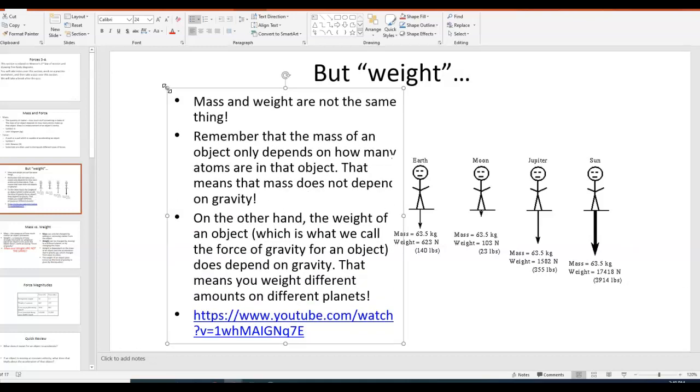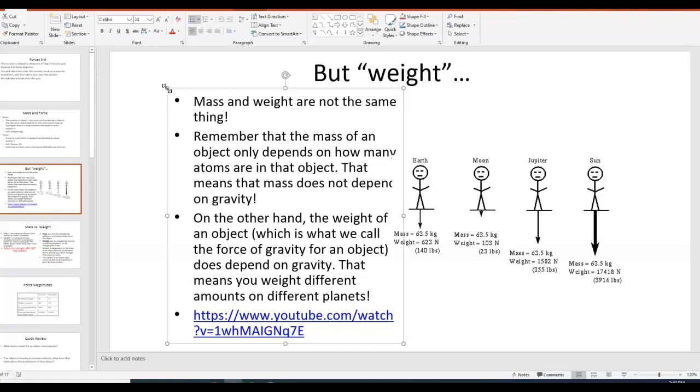Okay, so let's say you've got a box, and your box has some number of atoms that make up that box. Now, if you take your box and you go to, let's say, the moon, your box has the same number of atoms, right? Just because you go from one place to the other doesn't change the number of atoms making up that box. So you would say that the mass of the box is the same on Earth as it is on the moon.